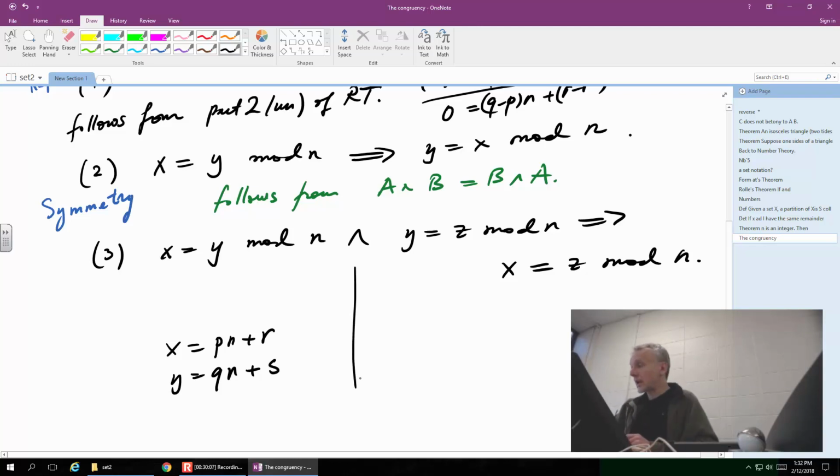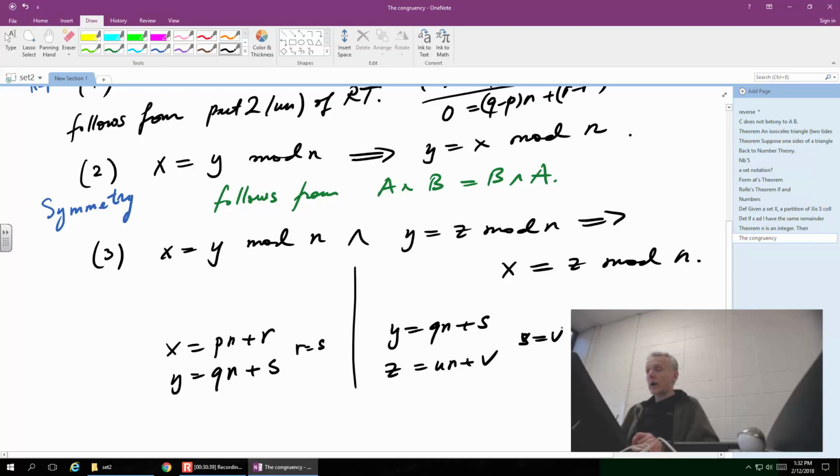The second statement is, I don't think I'm going to fit it in here. Well, let's just do two. Now, forget about the first one, doing the second one. y is equal to qn plus s, and z is equal to un plus v. Okay? And here, r is equal to s, and here, s is equal to v. So I'm just rewriting with the meaning of the congruency.